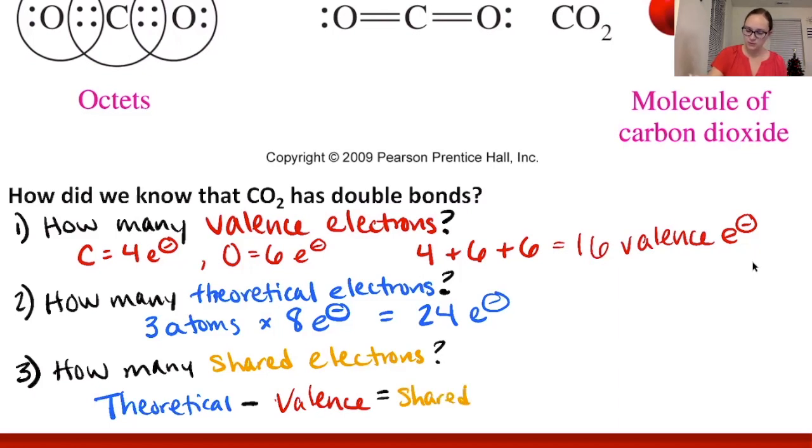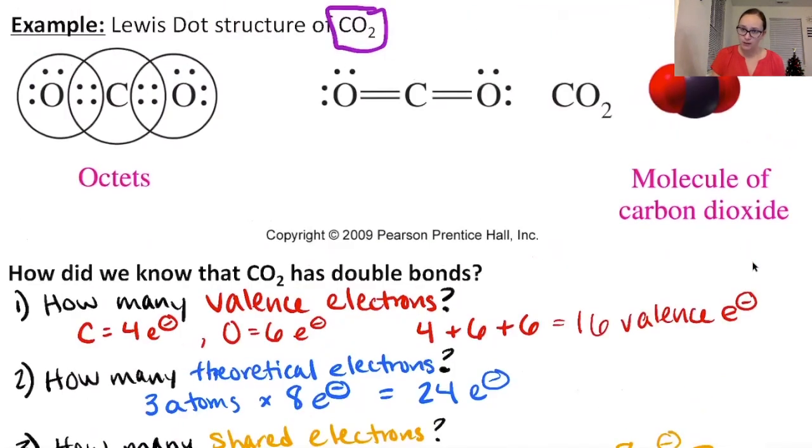So in this case, we're going to have 24 minus 16, meaning we will have a total of 8 shared electrons. What that corresponds to, if we have 8 shared electrons, each shared electron must be in a bond. That means we have to have 4 bonds total in our whole molecule. Now looking back at CO2, we do see indeed that we have 4 bonds in this molecule.